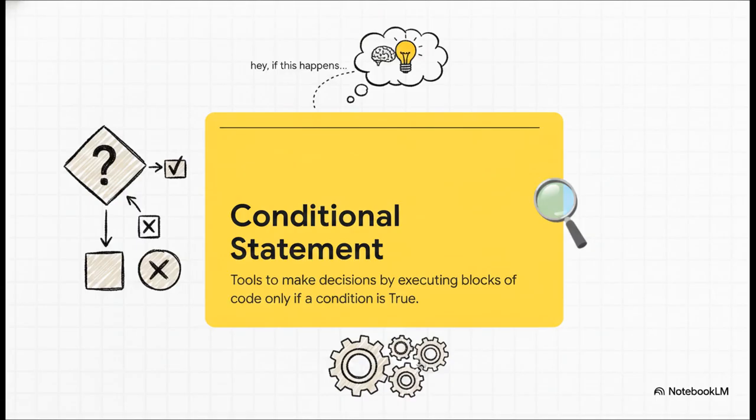So, before we actually look at any code, we need to define our main tool for today, and that is conditional statements. The crucial point here is that these are tools that allow you to make decisions in your code by executing blocks of code only if a specific condition is true. Think of it like a gateway that tells the computer, hey, if this specific scenario is happening, I want you to do this specific action.